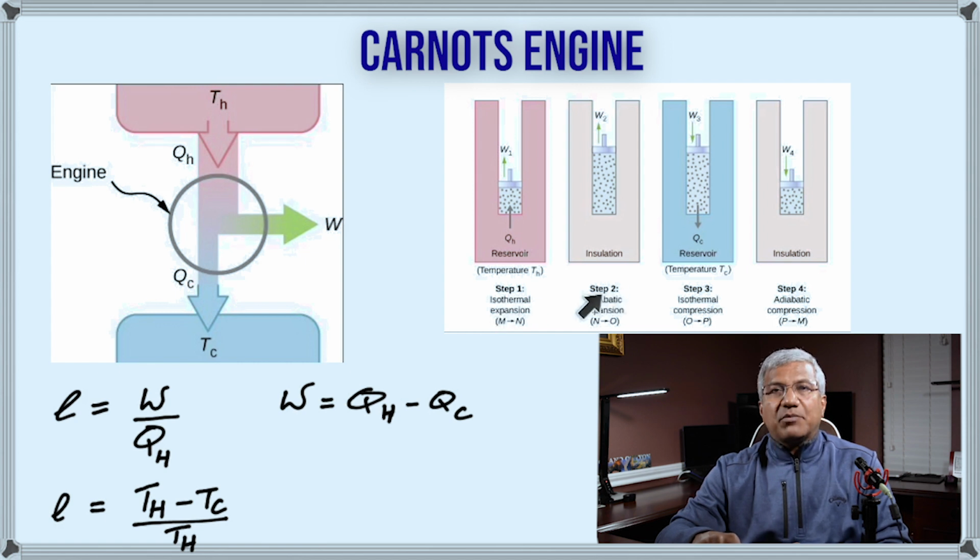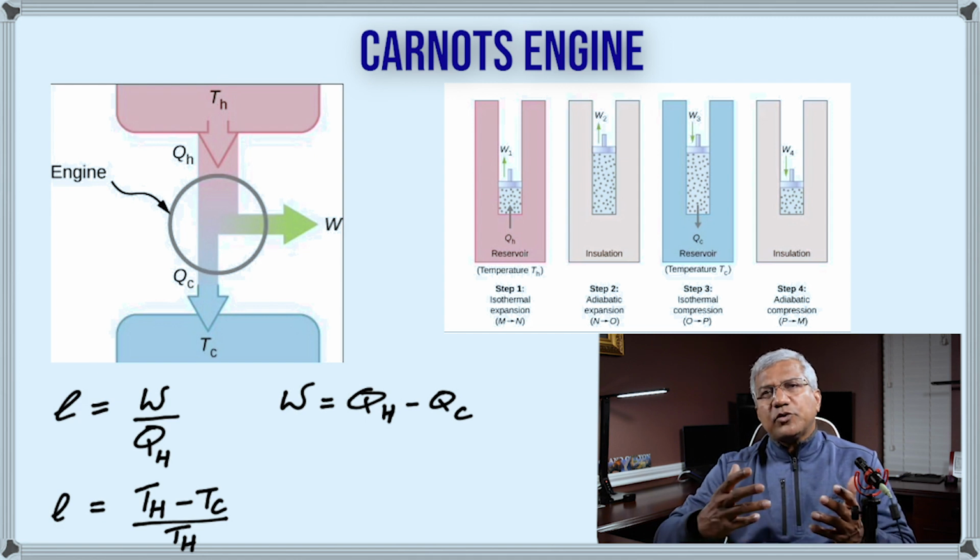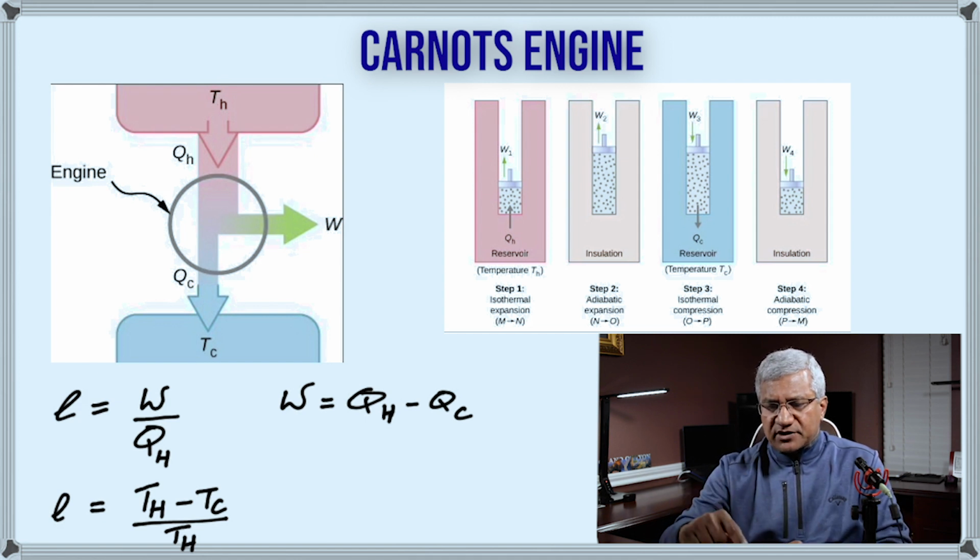Second is adiabatic expansion. The third is isothermal compression, and the fourth is adiabatic compression. So there are 2 isothermals and 2 adiabatics, 2 expansions and 2 compressions. So how it works is, first of all, you have the cylinder with a piston here, and here is the working substance, which is the ideal gas.